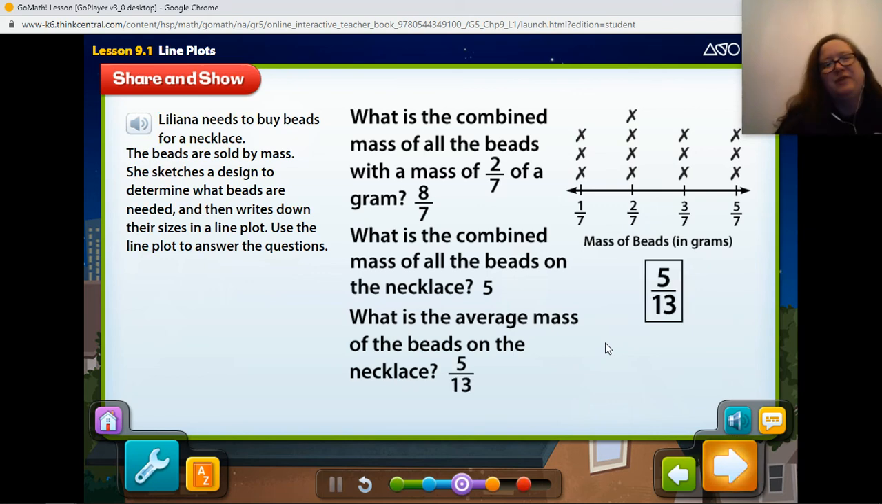So that is all I have for you today. I am going to ask you to solve one problem for me, and then rate your level of understanding using fist to 5.